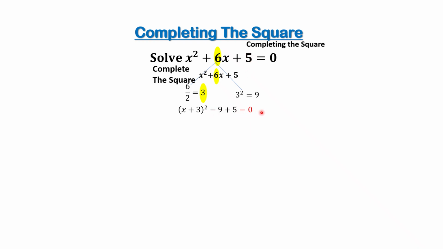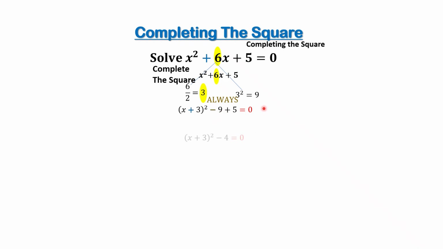If it's completing the square, there is no equal 0. If it's solving, it's equals to 0. That's why I made it in red. Now, very important thing is this sign follows this sign. If that's positive, it's going to be positive. If it's negative, it's going to be negative. While this sign is always negative. That's important to remember. Now, let's continue.